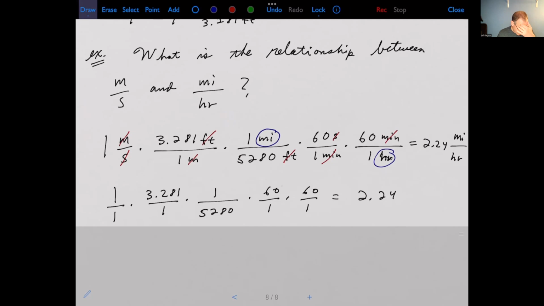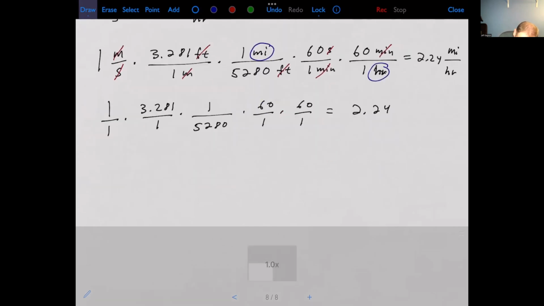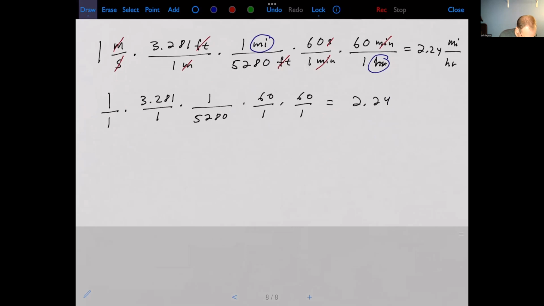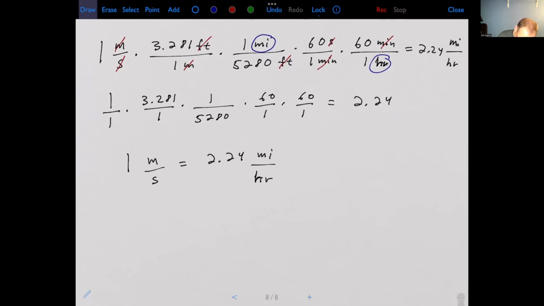Now, if we wanted to start with 1 mile per hour and see how many meters per second that is, we could actually do that using what we just found. Let me just show you a quick way of doing that. So again, we know that 1 meter per second is equal to 2.24 miles per hour. What if I divide both sides by 2.24?